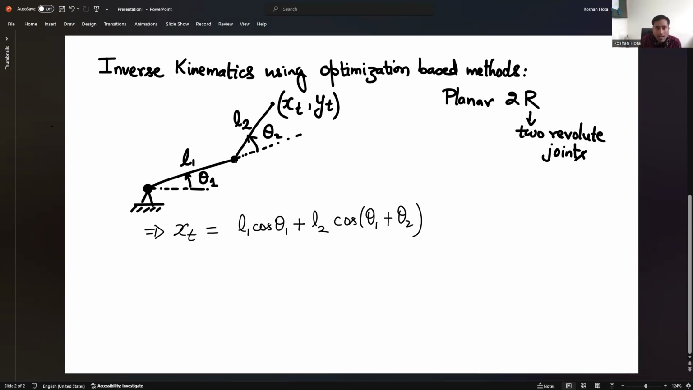So here it is easy to see that if I extend this line and draw these perpendiculars, this length is L1 cos θ1 and this length is L2 cos(θ1 plus θ2), because the line L2 makes an angle θ1 plus θ2 with the x-axis. Let us also show the x and y axis here.